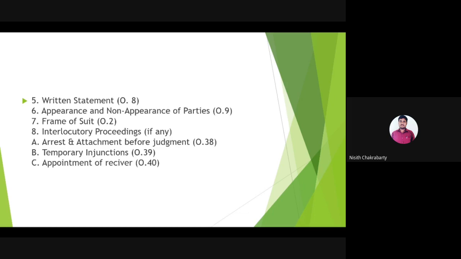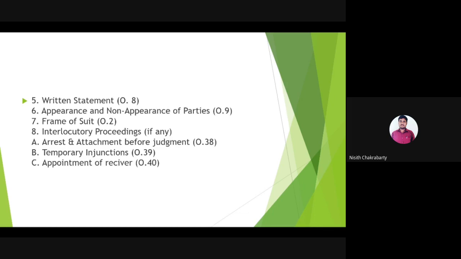Then written statement, the defendant will come, and he will have to file a written statement within 30 days, that can be increased up to 90 days, that can again be increased because the apex court's guideline says that it is just a directory provision, not a mandatory one. So 30, 90 or as much time as may be extended by the court, Order 8.